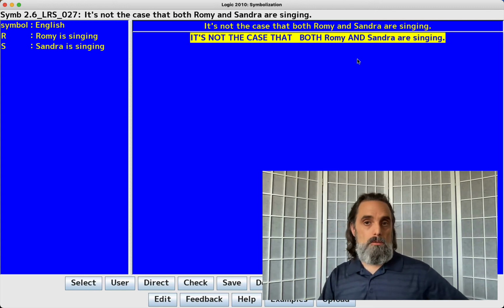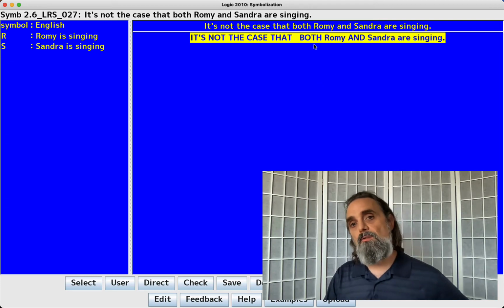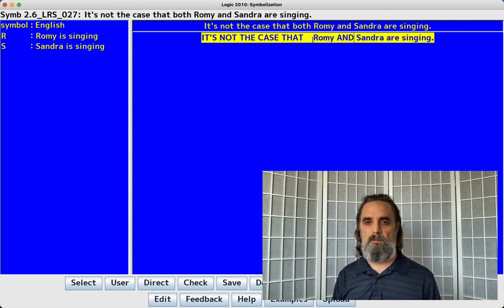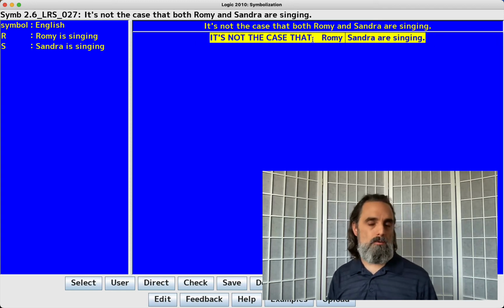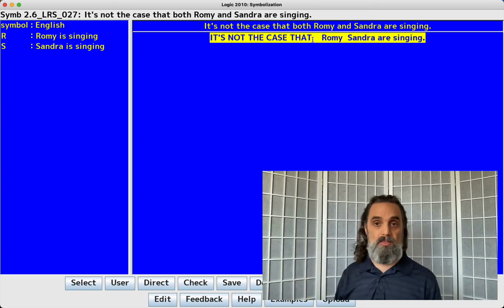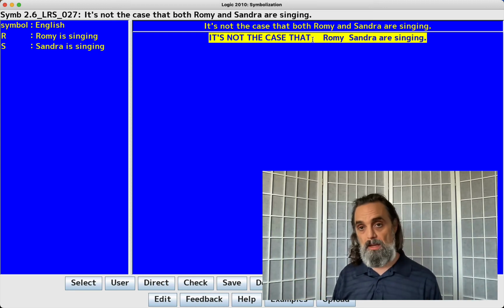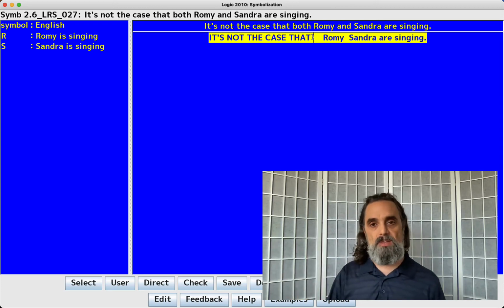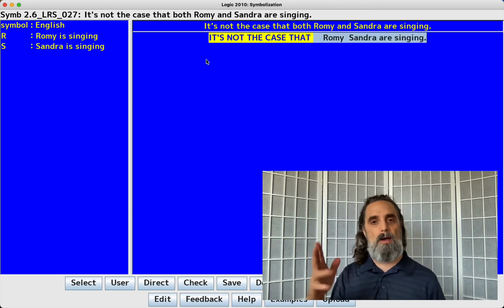So which do we take out first? Well, if we take out the both and, then we have some gobbledygook, right? We have "it's not the case that" just hanging out there all by itself, and then we have Romy, and then we have Sandra are singing. And the "are singing" here is supposed to go with Romy, but so that's good, we would have two sentences, but then we have this "it's not the case that" just hanging out by itself.